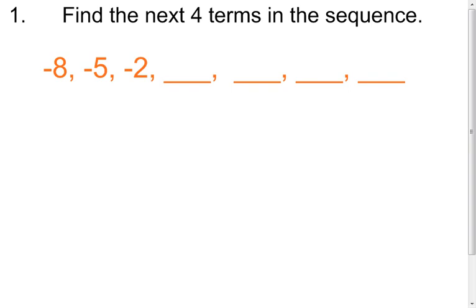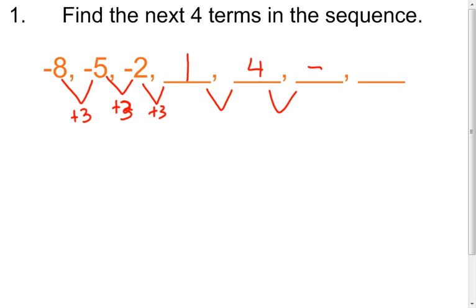Okay? In this case, I'm asking you to find the next 4 terms in the sequence. You kind of have to figure out what's going on here. So how did you get from -8 to -5? To get from -8 to -5, I would have added 3. To get from -5 to -2, I would add 3. So again, I'll continue to add 3. So when I add 3 to this, I get 1. When I add 3 here, I get 4. When I add 3 here, I would get 7. And when I add 3 here, I would get 10. So that's pretty basic. And we'll go from there. Okay?